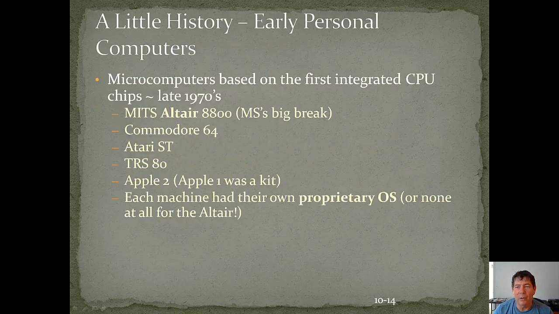So early personal computers came around in, say, the late 1970s, and they were microcomputers based on the first integrated CPU chips. The first one just about was MIT's Altair 8800, the Commodore 64, the Atari ST, the TRS-80, which also has a nickname, Trash 80, the Apple II, and I don't know if you've ever taken a look at Apple IIs, but they were very primitive. Each machine had their own proprietary OS, or none at all for the Altair.